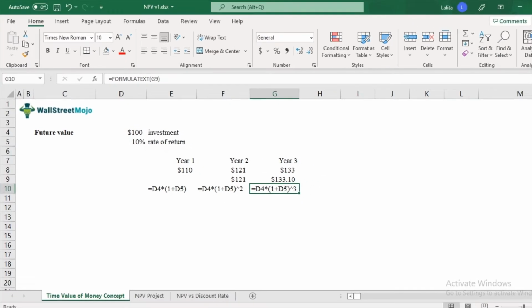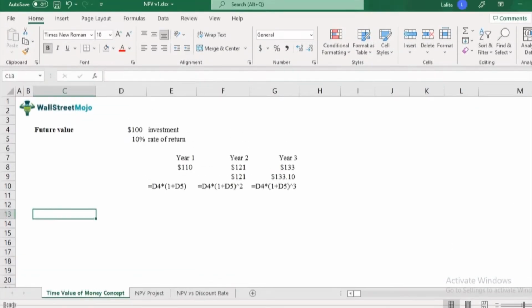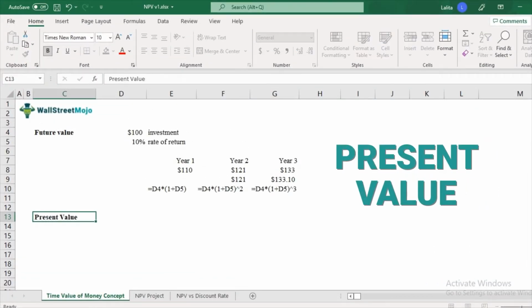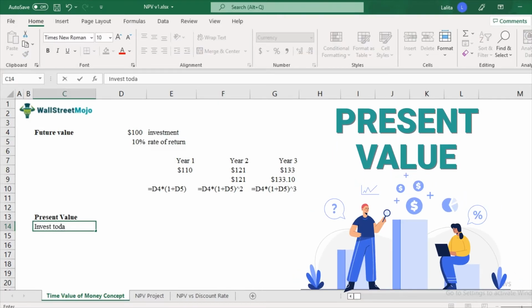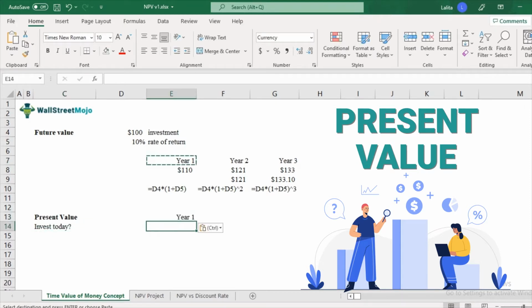Okay, so now that you have understood the future value, let's now move on to the present value concept. So present value is nothing but the total opposite of future value. So in this case, what we are trying to understand is how much should we invest today in order to earn say $110 at the end of year 1. All right, so the question is clear, right? How much should I invest today so that I can earn $110 at the end of year 1, assuming that the rate of return is 10%.